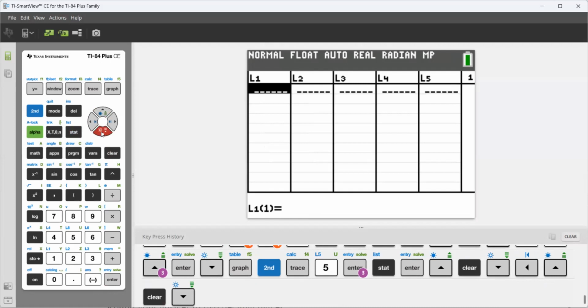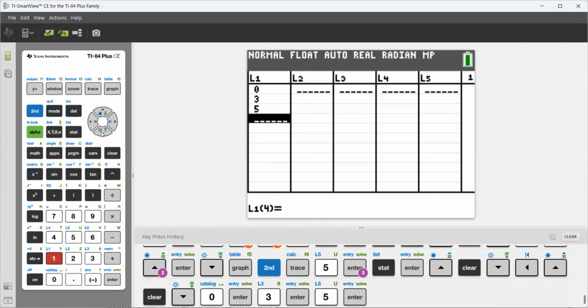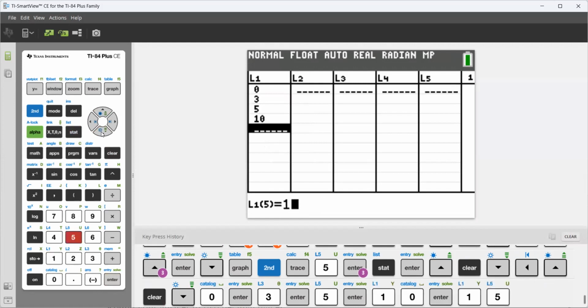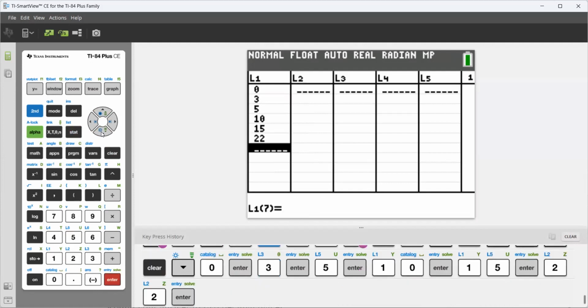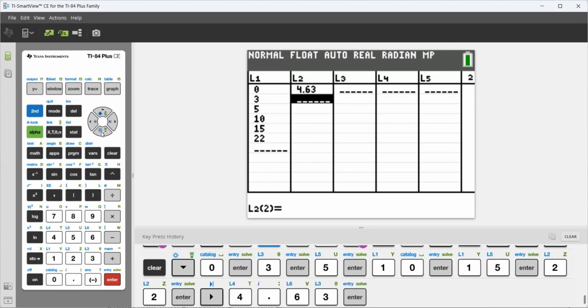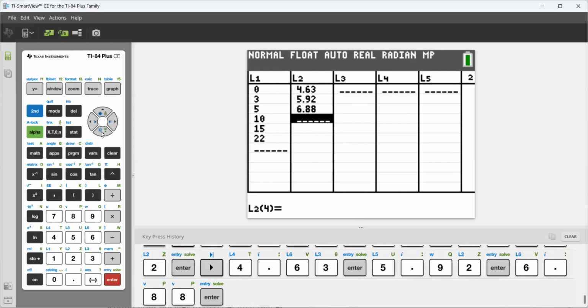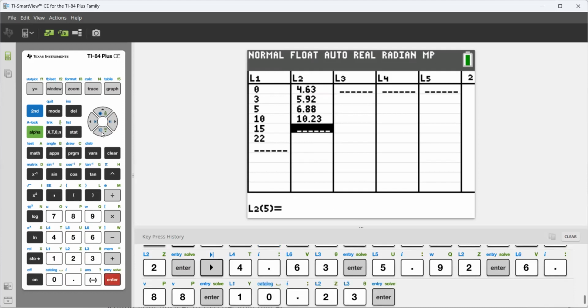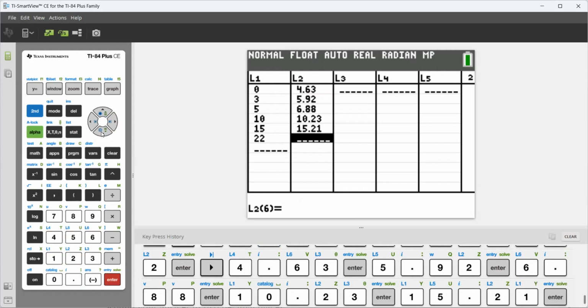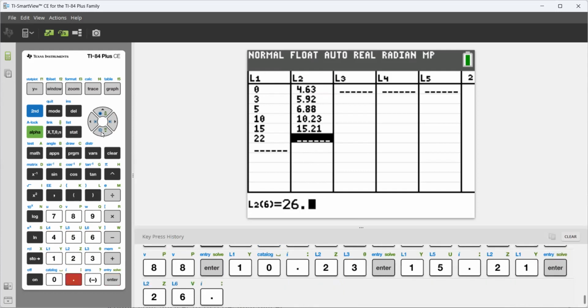So now we're going to put in the x values. Just 0, enter, 3, enter, 5, enter, 10, enter, 15, enter, 22, enter. And here we're going to have 4.63, enter, 5.92, enter, 6.88, enter, 10.23, enter, 15.21, enter, 26.39, enter. So this is what we have.